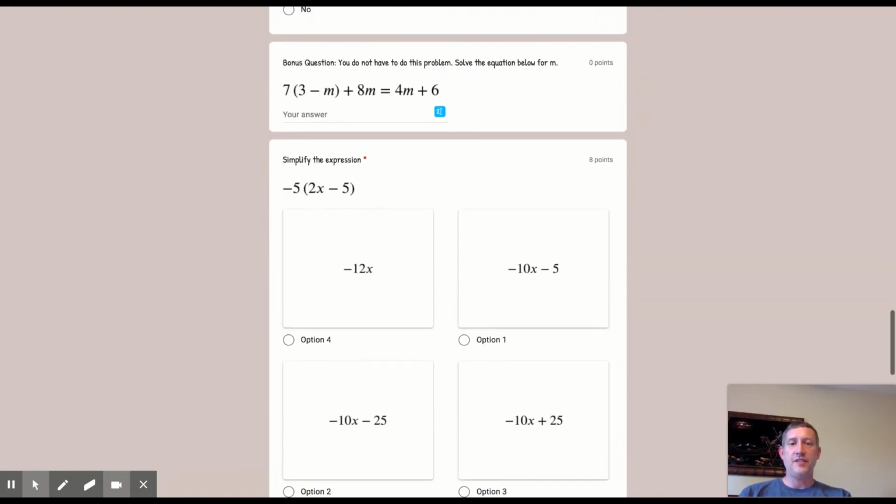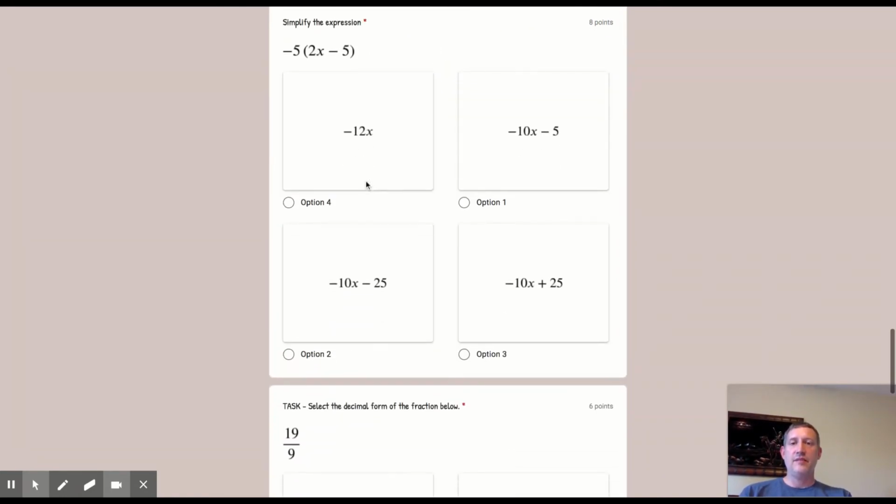And then for this bonus one, yeah, there's multiple steps. First you distribute, then you combine like terms. When you distribute, you end up with a -7m. And then plus 8m gives you 1m. So what we eventually have to do is subtract the m's on both sides. And the answer ends up being 5.